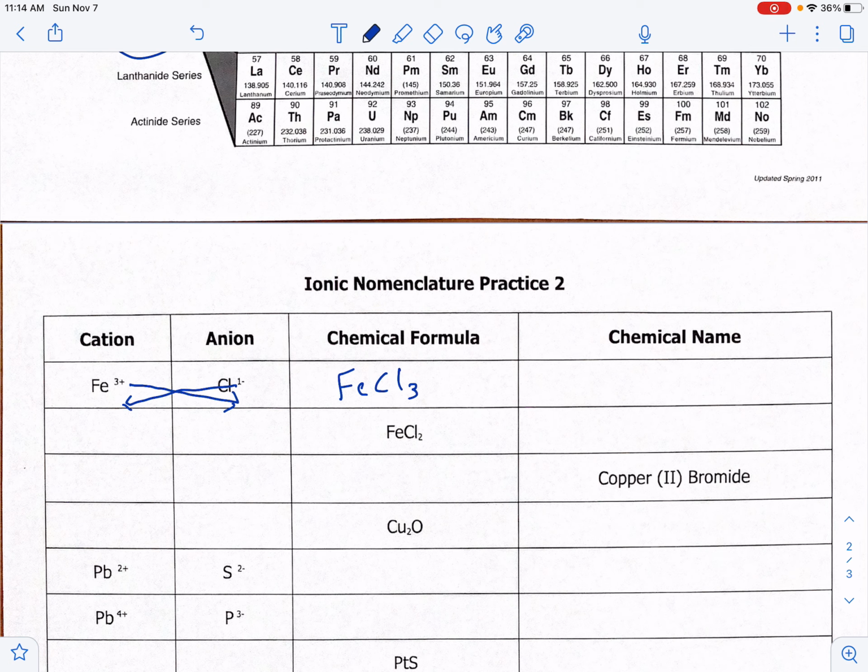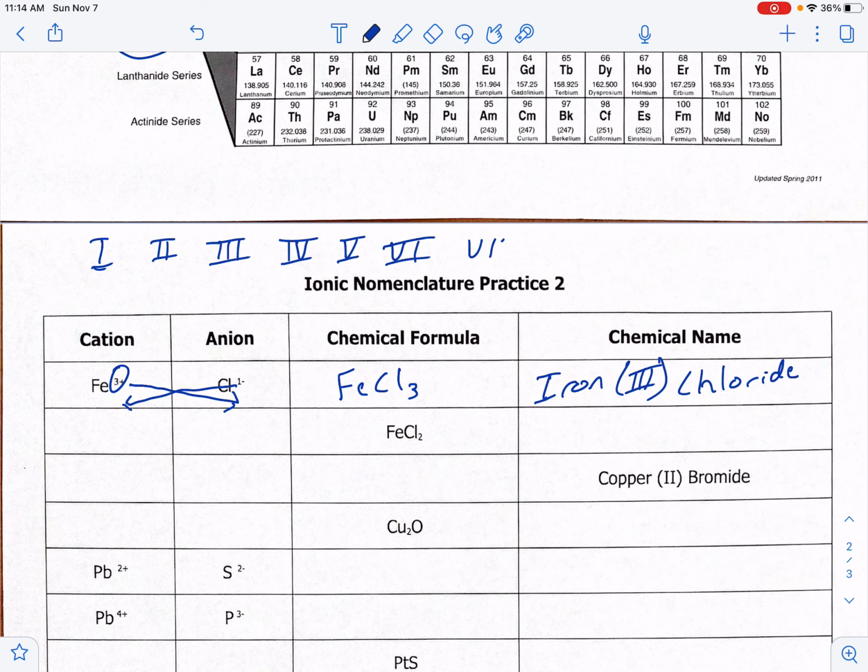So you're going to write iron, and you're going to look right back here. Iron has a charge of +3, so you're going to write iron 3, and then chlorine still becomes chloride. If you need to know your Roman numerals, 1 is I, 2 is II, and 3 is III. 4 is IV, because the I comes before the V. Then V is 5, VI is 6, and VII is 7. That's basically all you need to know.